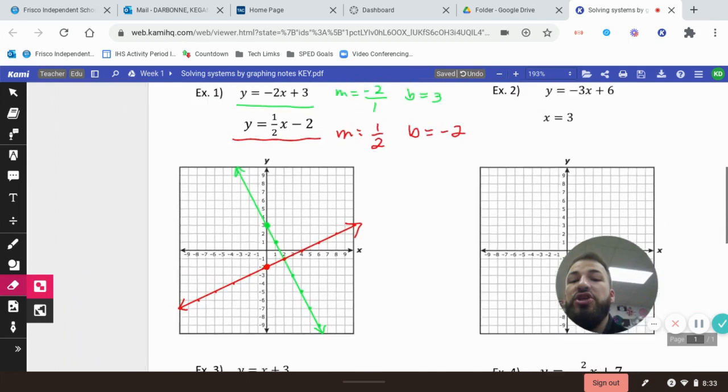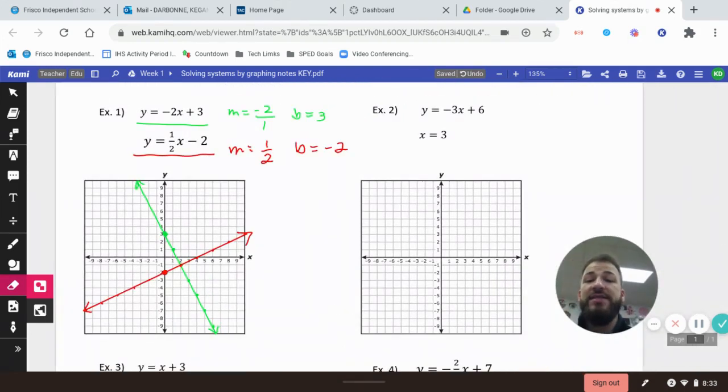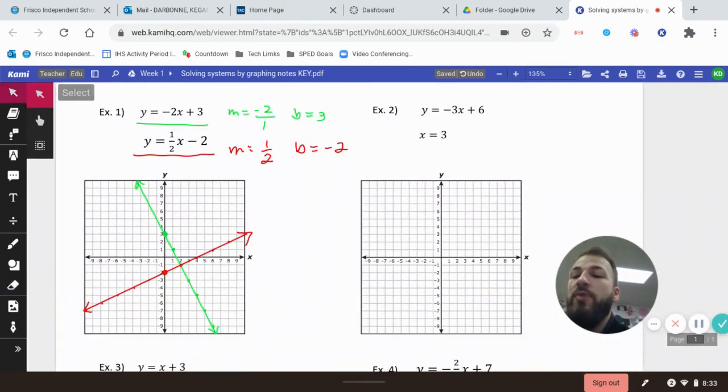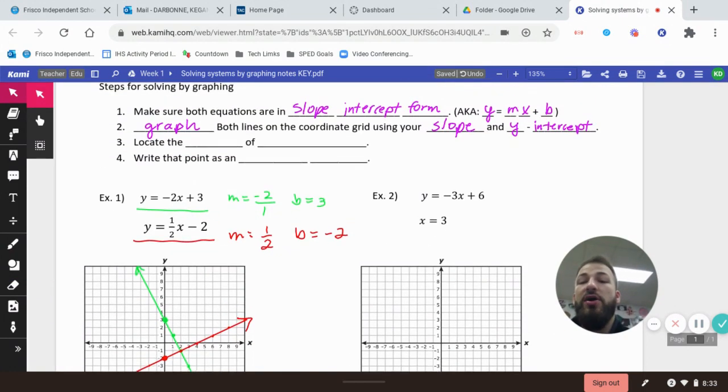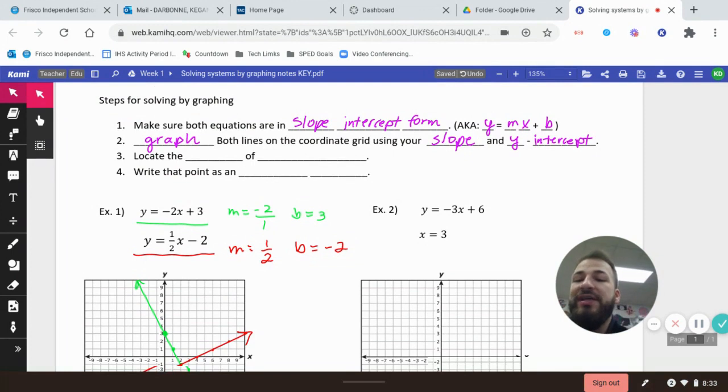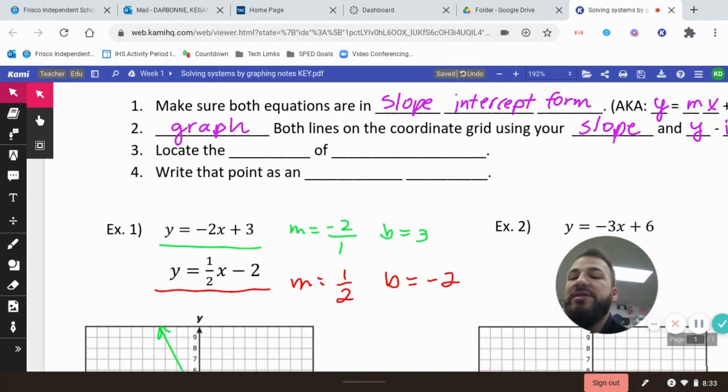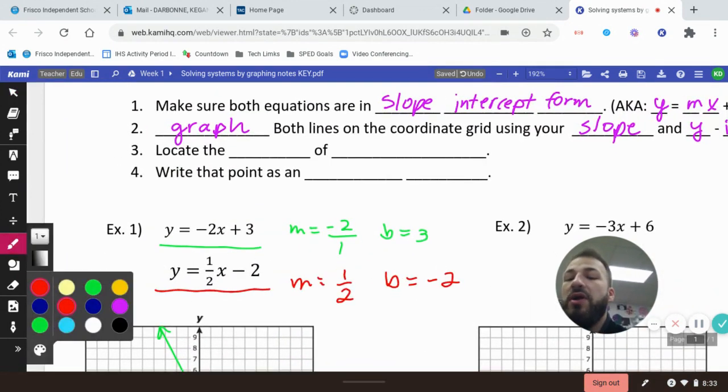Okay, so some things you should notice. We have 2 lines on the graph now, and if we did everything right, we should have a spot where those 2 lines cross. So we actually call this the point of intersection. So step 3, we're going to find the point of intersection. So the point of intersection is where they cross.